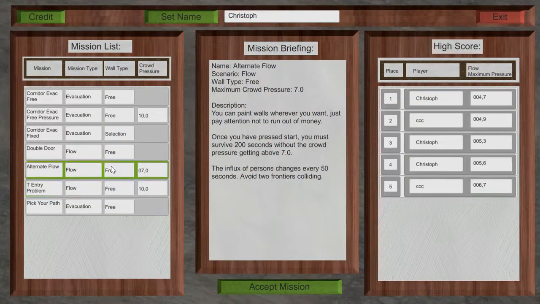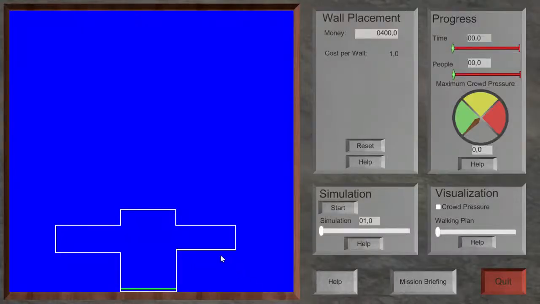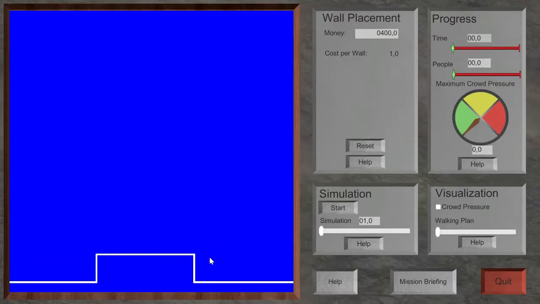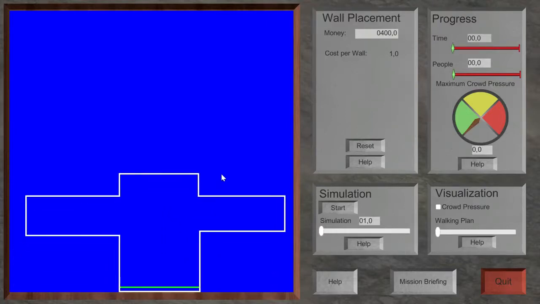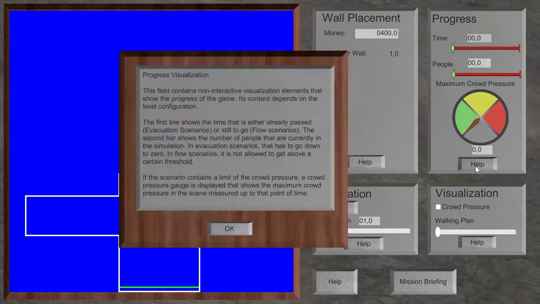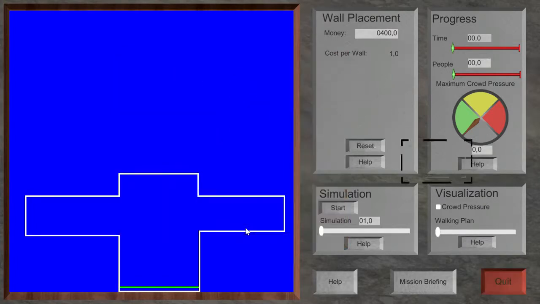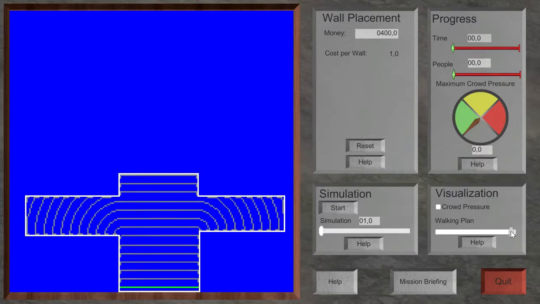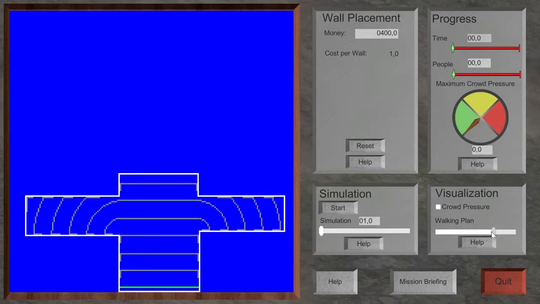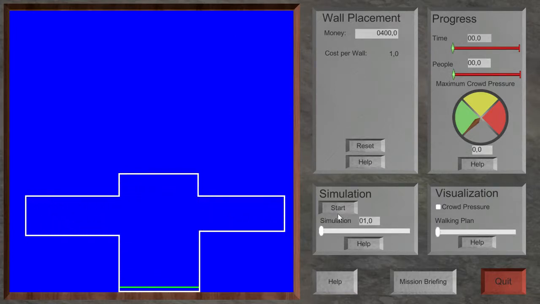And we choose here the T entry problem, the alternate flow problem, which is a problem where we want to minimize crowd pressure. That's basically a criterion which indicates accident probability. So here we have this scenario. So it's a T-shaped problem. And there are several controls here in the game which also have an explanation. And we have people basically entering from the left, right, and top side, and here we have the walking plan. So the best way to get to the exit, which is on the bottom line.